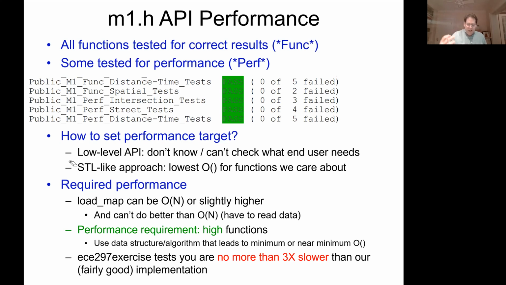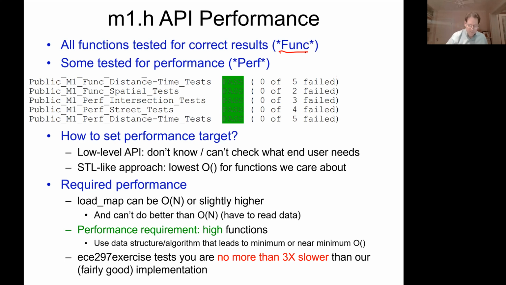well, the other part of our specification is the tests. ECE 297 exercise runs the public unit tests, and that is a part of the specification because it's test-driven development, as I talked about yesterday. All the functions are tested for correct results, and the tests that check just for functionality or correctness all have the word func in them.